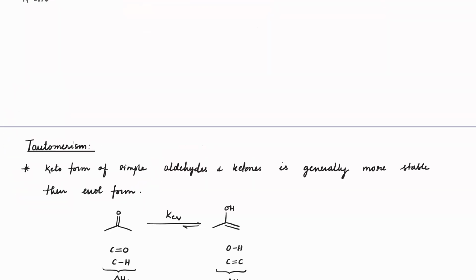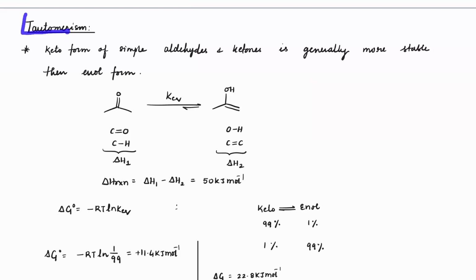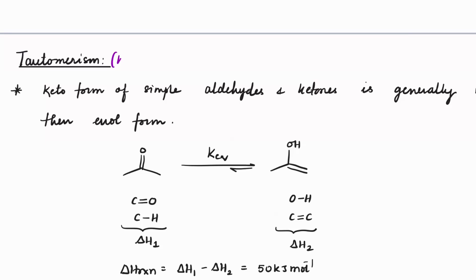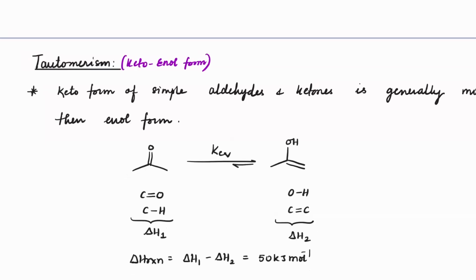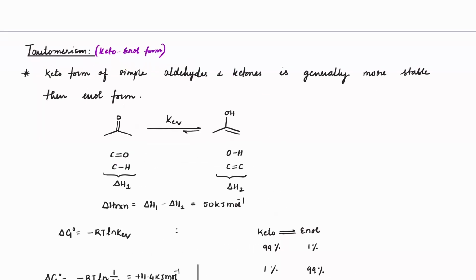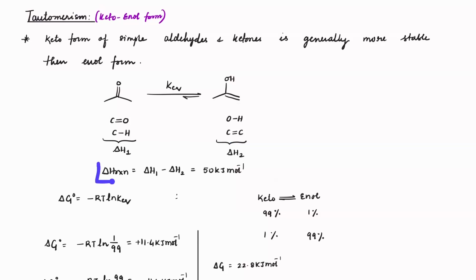Now, come to the next part, which is about tautomerism. Tautomerism is something which we have learned earlier. Here, we are focusing on the keto-enol form only. So, simple aldehydes and ketones will form enol. This is the keto form, this is the enol form. And the energy difference between them is not very high.